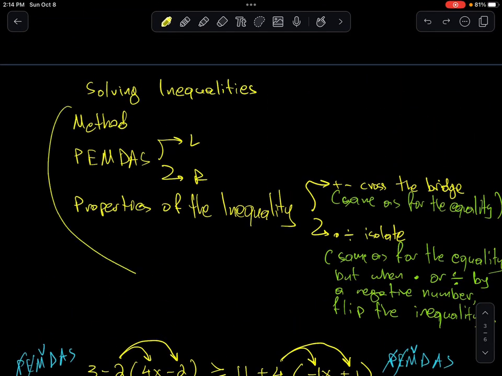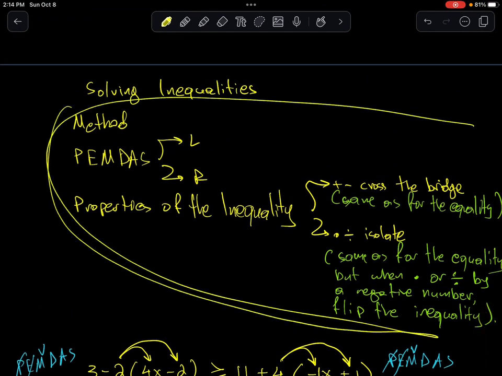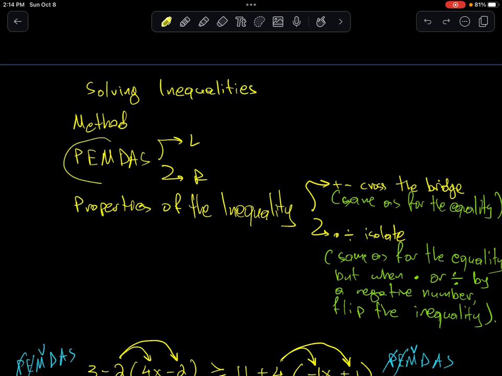This method was outlined here, and it had two steps. One, apply PEMDAS to the left and to the right, and then apply properties of the inequality, sometimes properties of the equality too, if it's greater than or equal or less than or equal. And in this case, when we confirm solutions of inequalities, we're only going to have the first major step, meaning PEMDAS to the left and PEMDAS to the right.